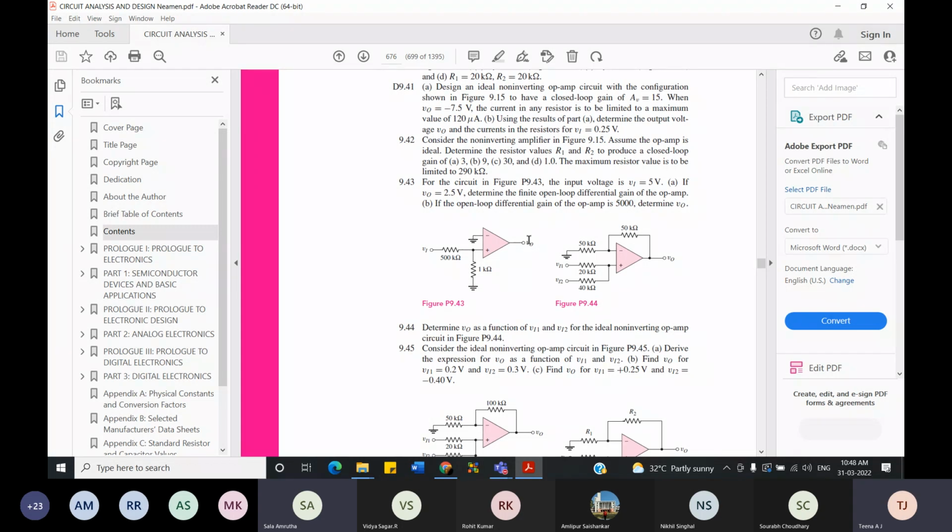AOD is nothing but V output divided by V input. Input we have to calculate at this point, so apply voltage division here. It is nothing but input into 1 divided by 1 plus 500. And this value is given. It is 5 and V output is 2.5. And you will get 250.5. You'll easily get it.